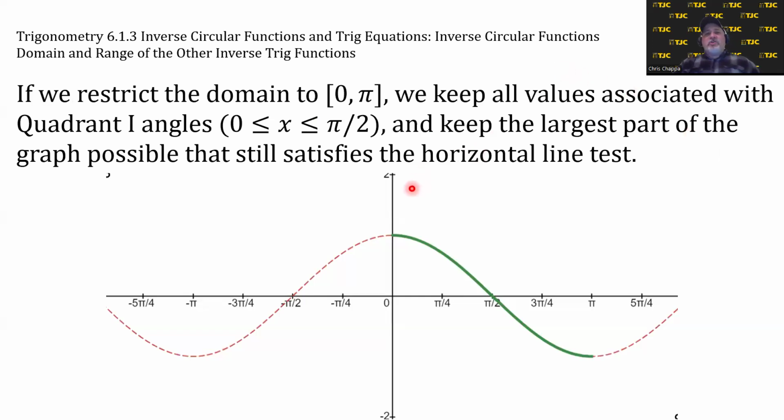If we restrict the domain to 0 to pi, we keep all values associated with quadrant 1 angles, which is 0 to pi over 2, and keep the largest part of the graph possible that still satisfies the horizontal line test. If we had gone to the left of this, then we would have violated the horizontal line test on this hill here.